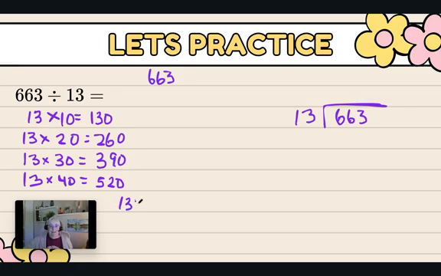13 times 50. Let's see if that is closer or if it goes over. Well, 5 times 3 is 15. One more is 6. Oh, that one is so close. I know that it's going to go over with 60, but let's just do it to see. 13 times 60. 6 times 3 is 18. Carry the 1. Yes, 78. And then multiply by 10, 780.